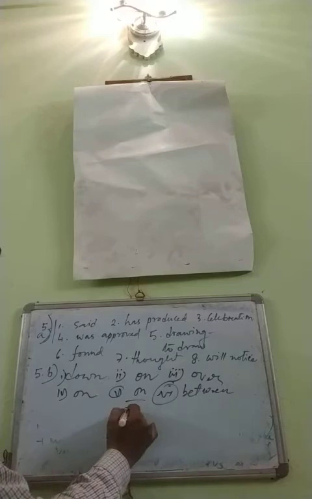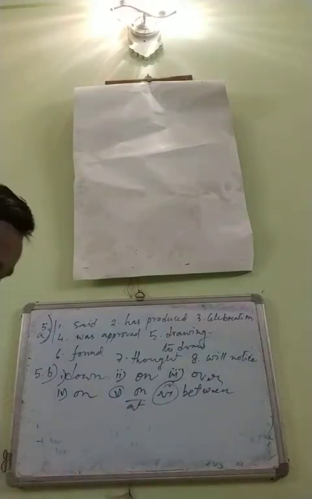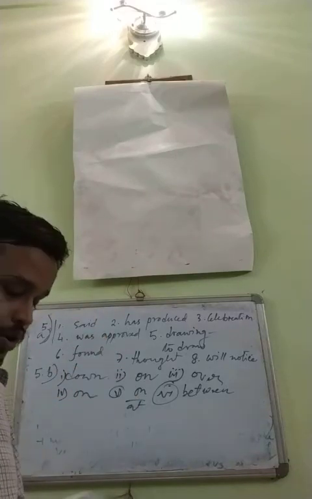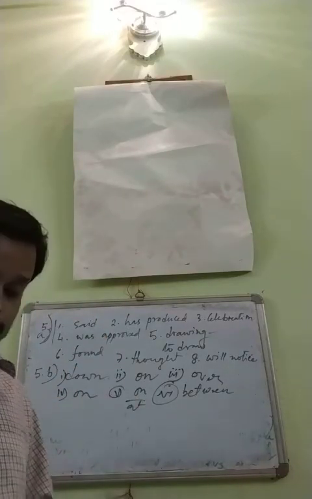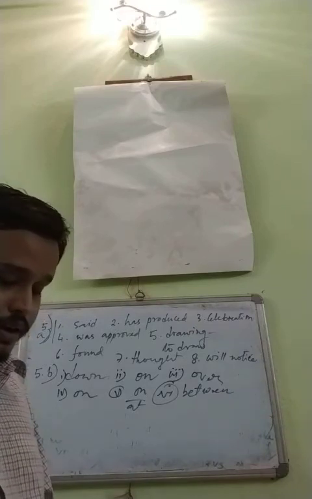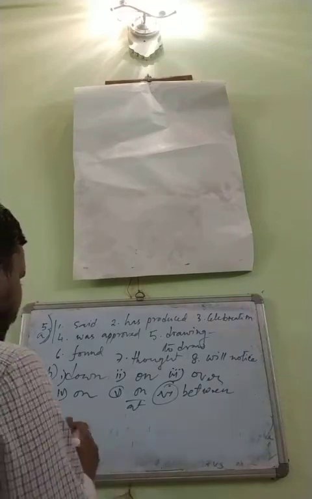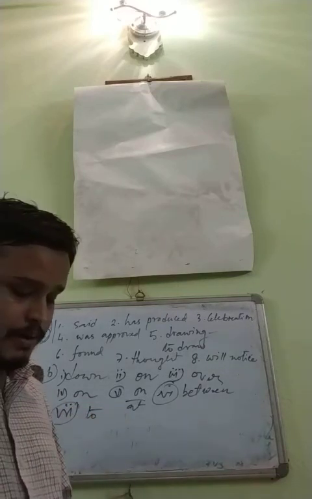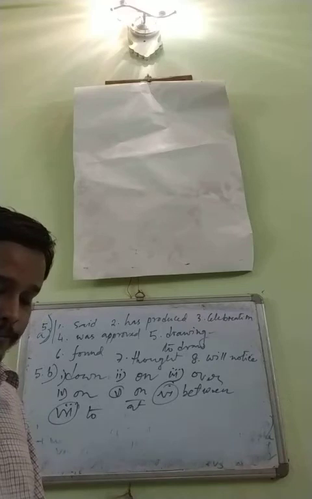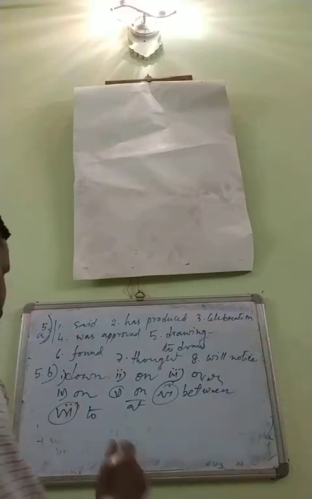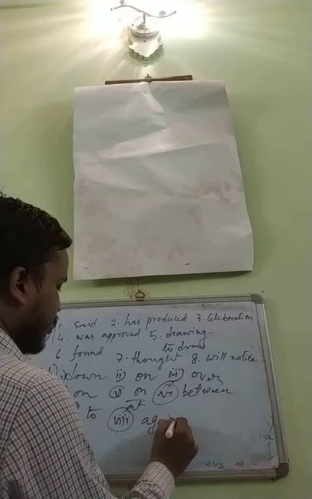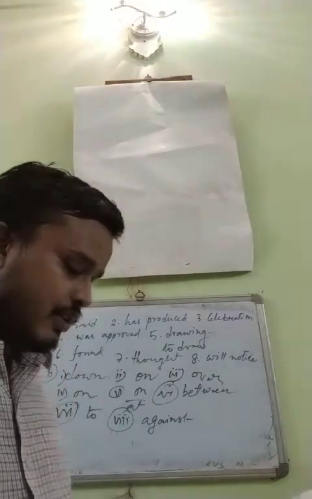Here also you can use at. You can park your car at either side of the road or on either side of the road. Next one, next month we are moving to a new flat. Number 7, to. Next one, number 8, India condemned the bombing as a crime against humanity. Number 8 is against. So these are the answers that you can do.